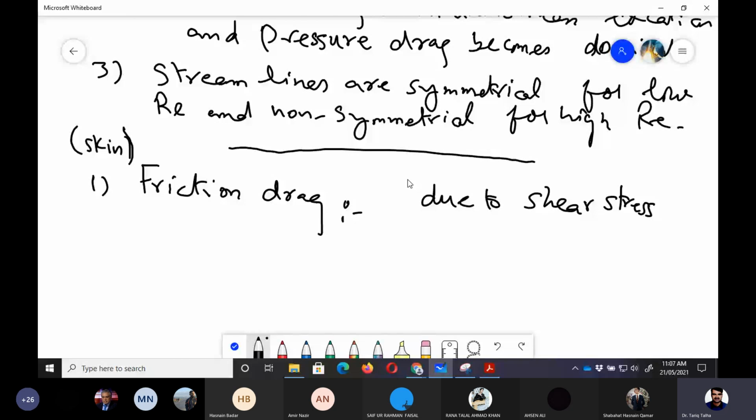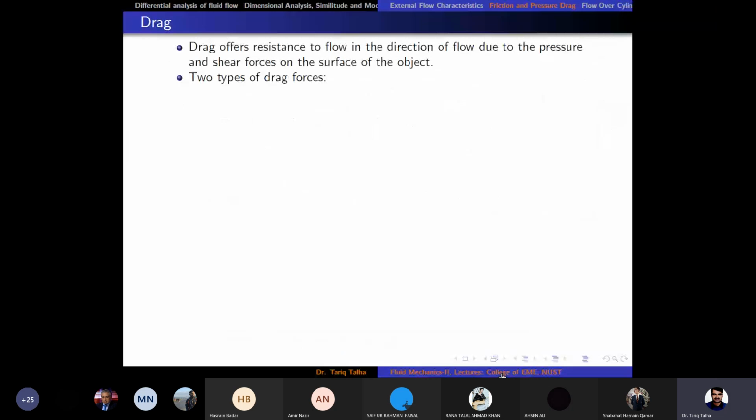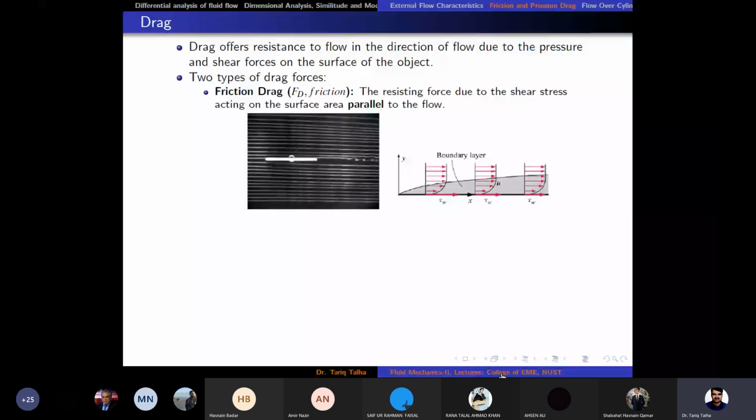And that would be more important when we have got streamlined bodies. So streamlined bodies like a thin flat plate which is placed parallel to the flow direction. So it means that there wouldn't be any pressure drag, because the frontal area is very small and there is no flow separation. So that is why we have got only the skin friction drag.